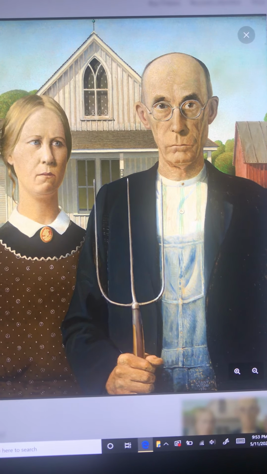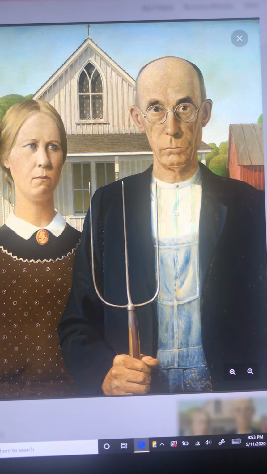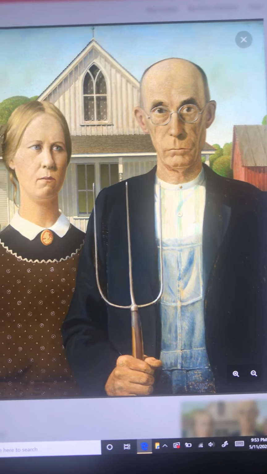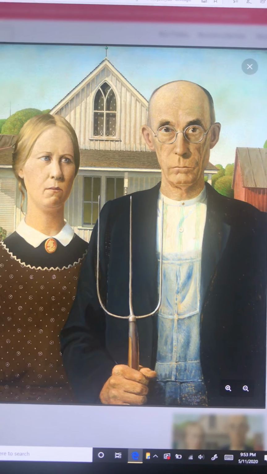Unlike most oil paintings, which are usually created on canvas, a preferred surface for most artists using oil paints, the medium to create this work of art is oil on Beaver board. Beaver board is made up of wood fibers.